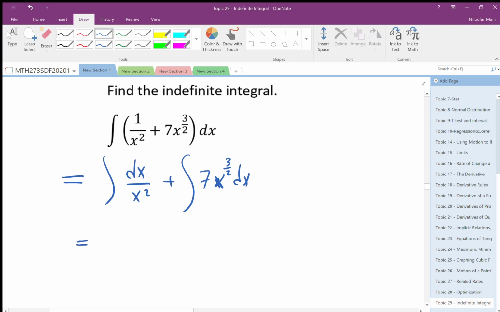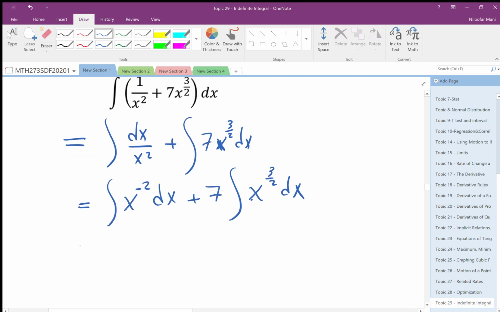Integral doesn't go for division. What should I do? It's 1 over x squared. Oh, okay, I can bring it up and change the sign to negative. Oh, perfect. Can I bring 7 out? Yes. 7 is a number. Remember, you can just bring the coefficient, which is a number, out, not x, for example. No.